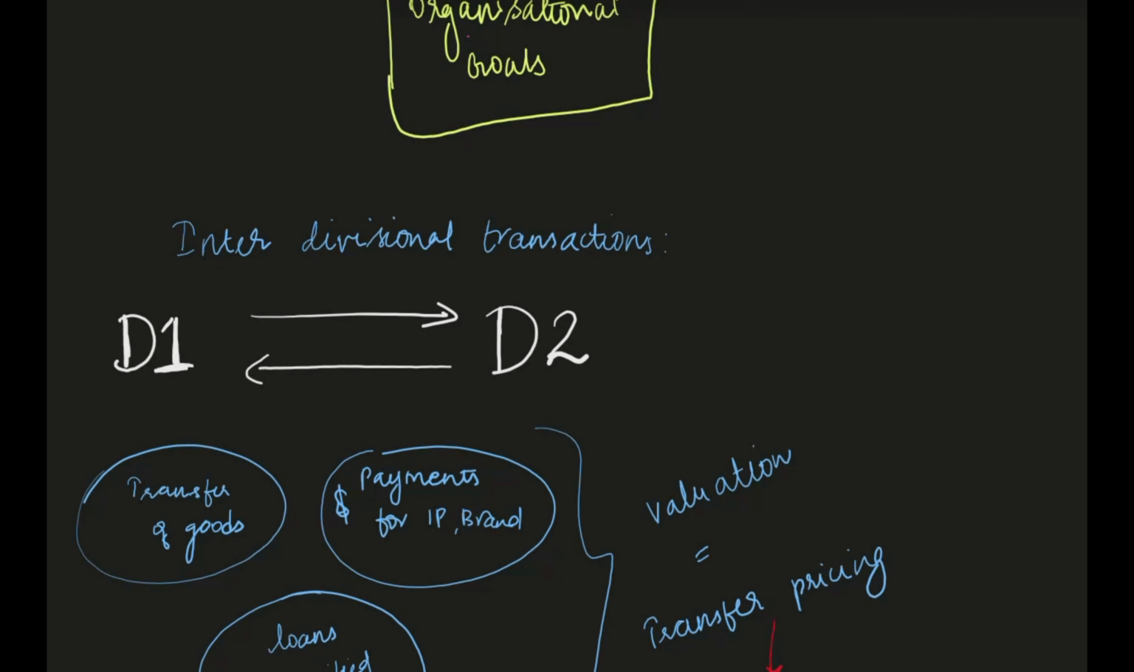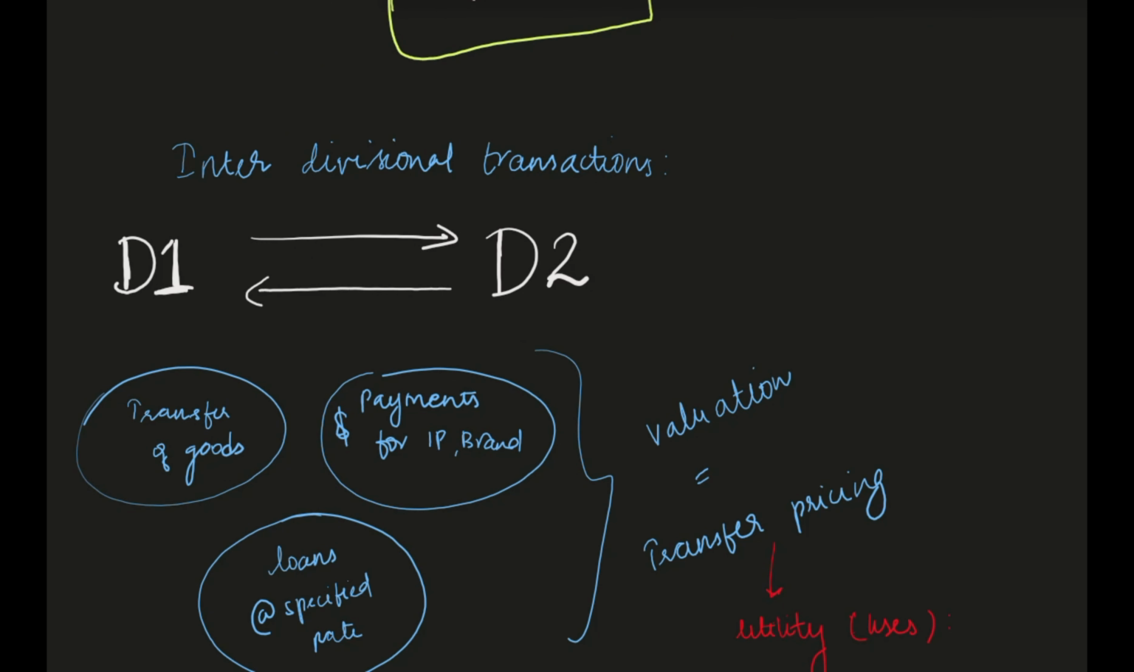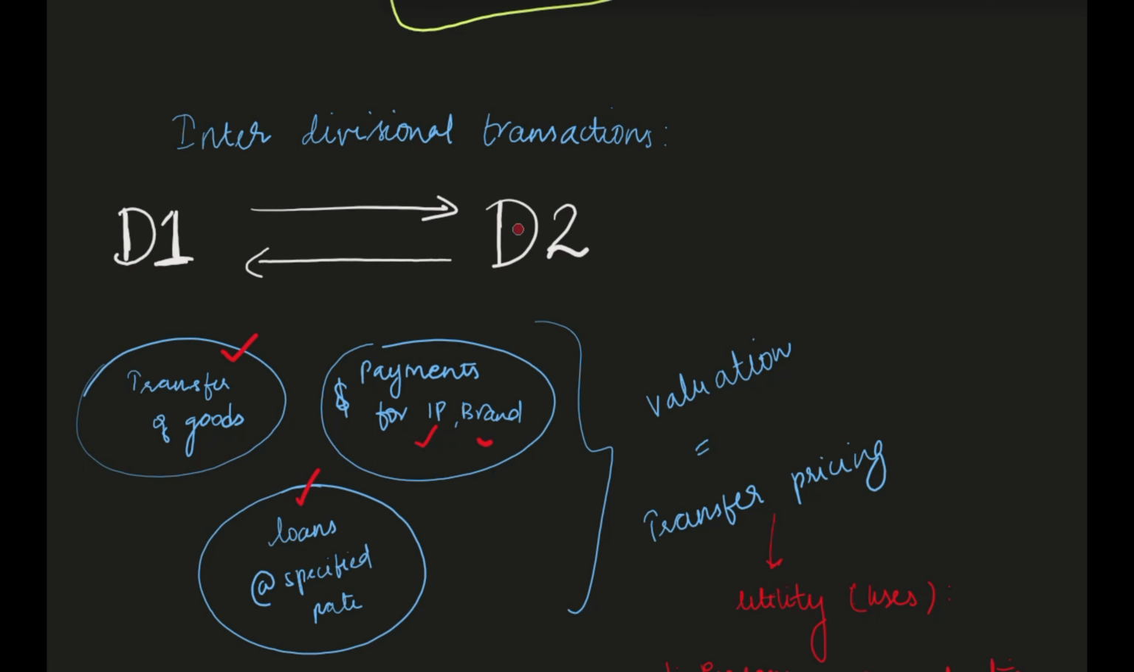Now let's come to interdivisional transactions. When a company has two divisions, there will obviously be interdivisional transactions. They can either transfer goods or services, or they can make payments for intellectual property or brand or royalty, or they can even give loans at a specified rate. When these transactions happen, they have to be valued. That valuation is called transfer pricing.